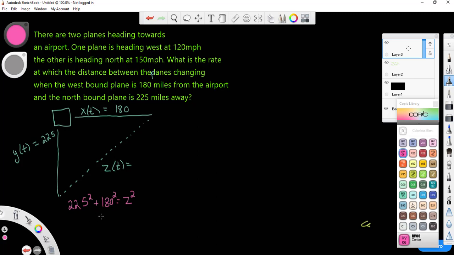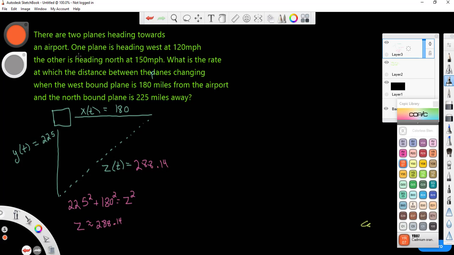So if I add these two together, and then I take the square root, what I get is that z is going to be approximately 288.14. So let's write that down: 288.14.